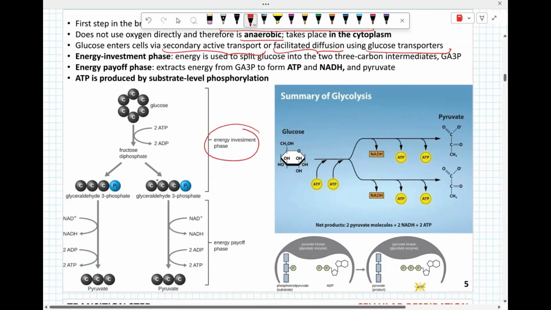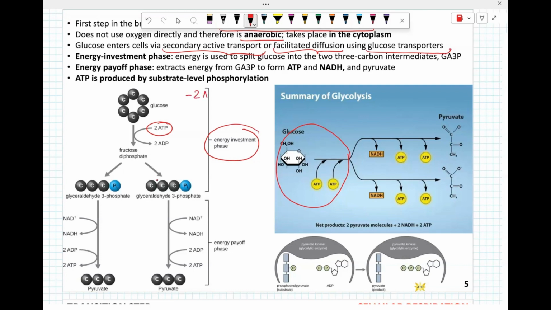The first phase, shown here on the left, is the energy investment phase. In the diagram on the right, the energy investment phase corresponds to the left part of the image. During the energy investment phase, the energy of two ATP molecules, I'm going to put them here with a minus sign, is used to activate glucose and convert it into two high-energy intermediates, glyceraldehyde 3-phosphate, or G3P. These molecules now, due to the phosphorylation, have very high Gibbs free energy. G3P are further converted into two 3-carbon molecules of pyruvate during the energy payoff phase, shown here.